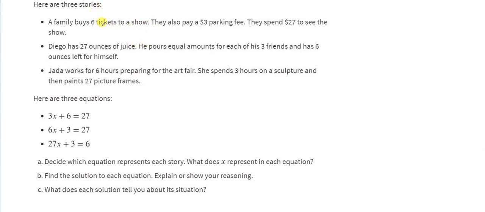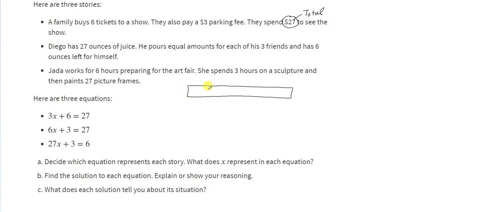A family buys 6 tickets to a show. They also pay a $3 parking fee. They spend $27 to see the show. This sounds to me like a total right here. What I'm going to do is make a tape diagram for each. I think that might help a lot of our visual learners that are watching the videos.